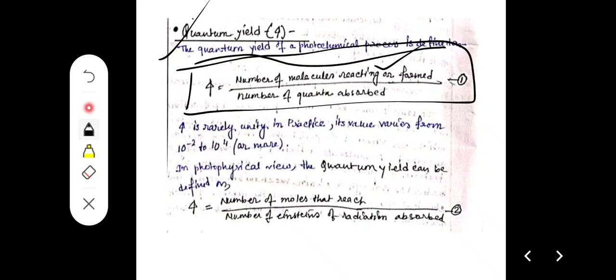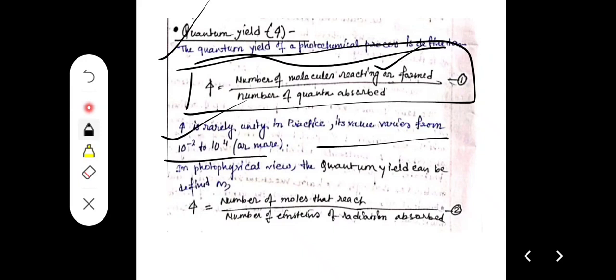If we consider the reactant, the reactant obviously dissociates with time, so phi equals the number of molecules reacting divided by the number of quanta absorbed. When we are concerned with product formation, the product is formed and not dissociated, so phi equals the product formed divided by the number of quanta absorbed. Phi is rarely unity; 1 is very rare. In practice, its value varies from 10 to the power minus 2 to 10 to the power 4 or more.